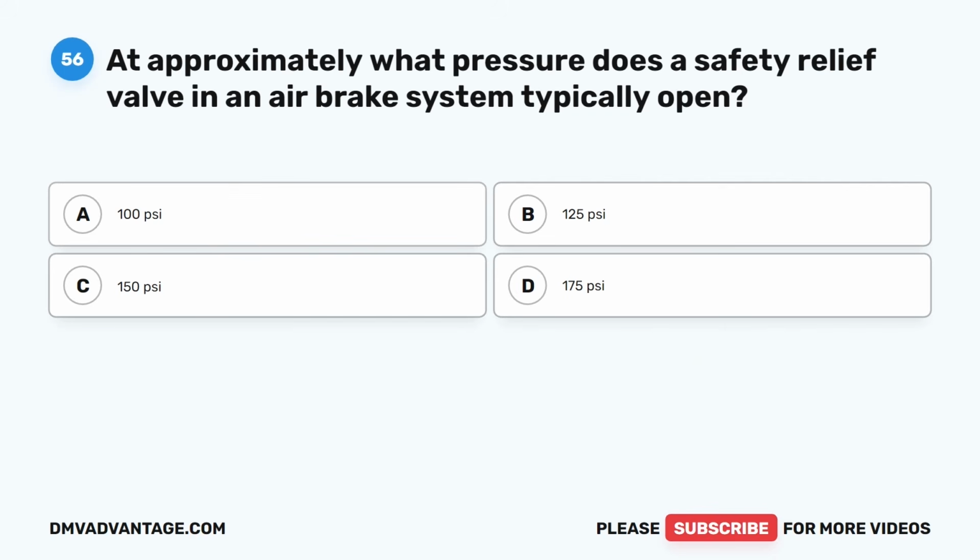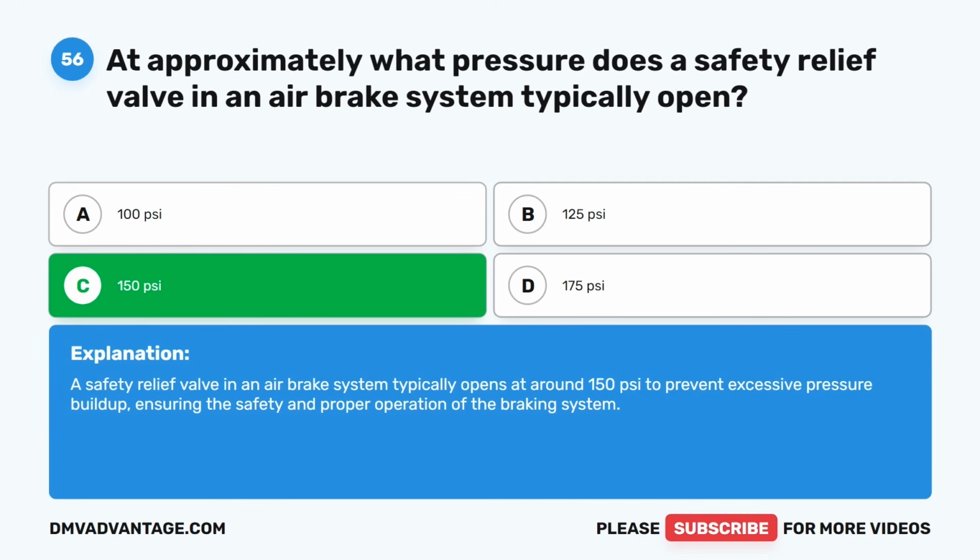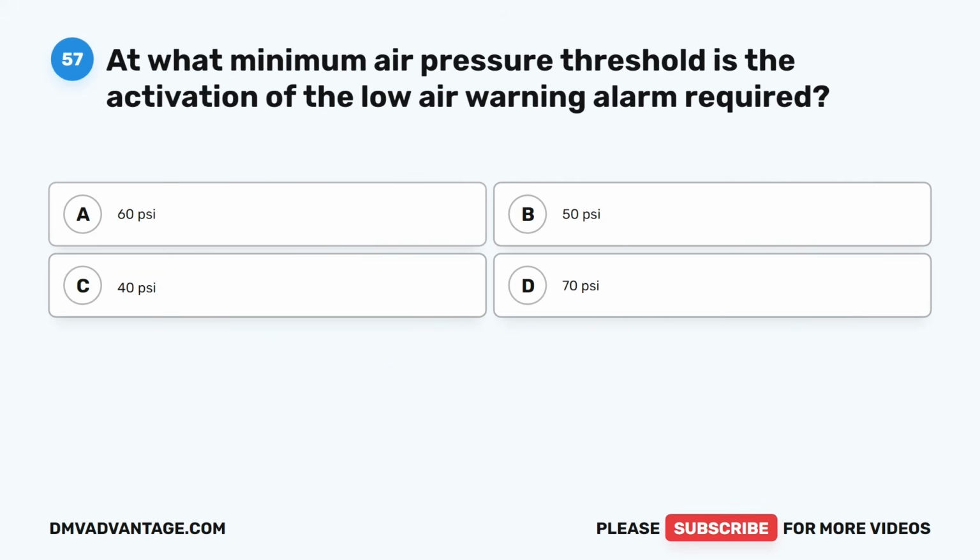Question 56. At approximately what pressure does a safety relief valve in an air brake system typically open? A. 100 psi. B. 125 psi. C. 150 psi. D. 175 psi. The correct answer is C. 150 psi. A safety relief valve in an air brake system typically opens at around 150 pounds per square inch to prevent excessive pressure buildup, ensuring the safety and proper operation of the braking system.